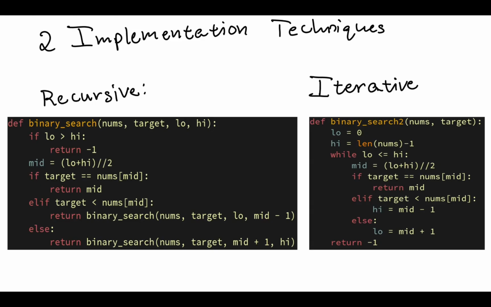For the iterative solution, it's basically the exact same thing. We have a low and high, which start at the first element and the last element in the array. We take the same steps as before. We first get the mid. We check the target against the mid. If it is the same, then we just return the index, or else we can update either our low or high variables accordingly.